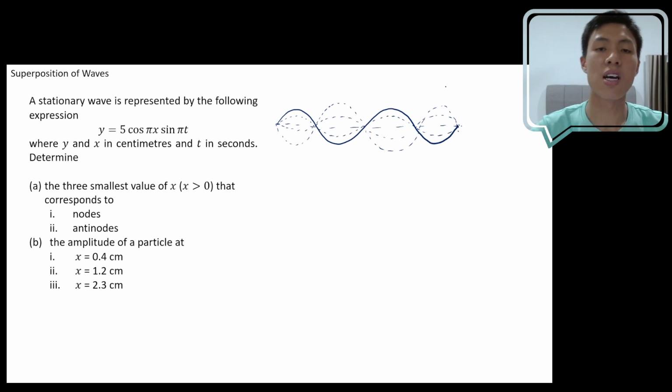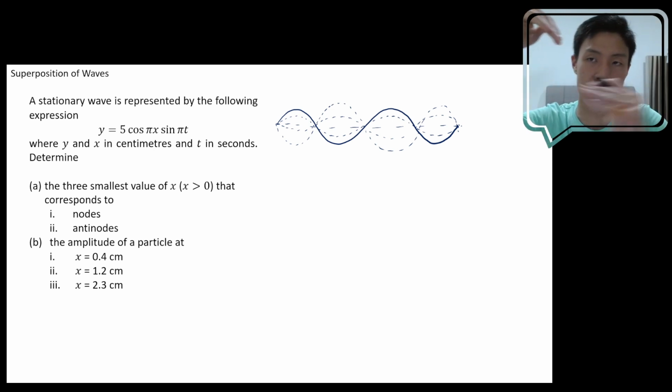Something like this. What I'm trying to display here is that the standing wave is not traveling through space. You are not seeing it moving to the left or to the right. It is stationary, remaining at its place. But what's changing is the size of the ears of the wave. The size of the ears of the wave is changing with time.